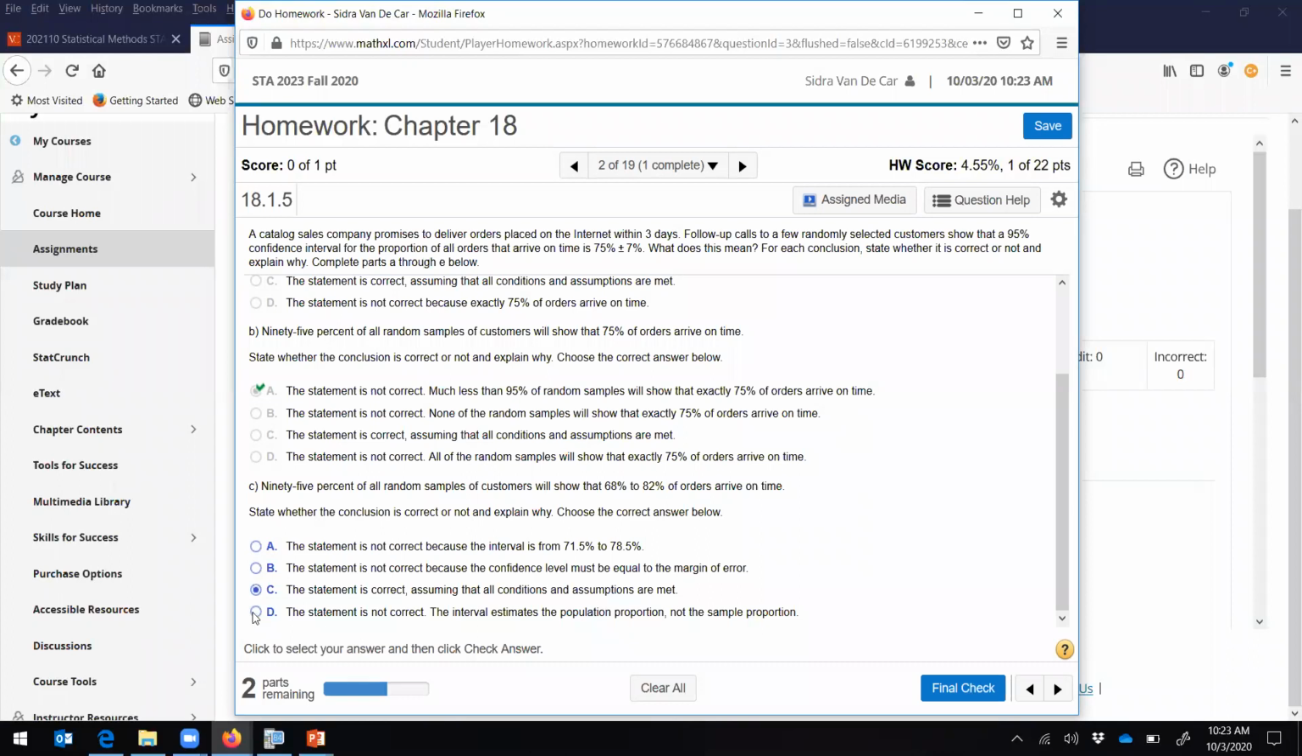Oh, I'm sorry, right here. This is saying a result of random samples. It's estimating the population proportion, not the sample proportion. So we're not going to make a statement about what the samples would do. We're making a statement about what the actual population proportion would be. So in other words, we're 95% confident that the interval from 68 to 82% captures the true population proportion. It doesn't reflect what the samples will do.